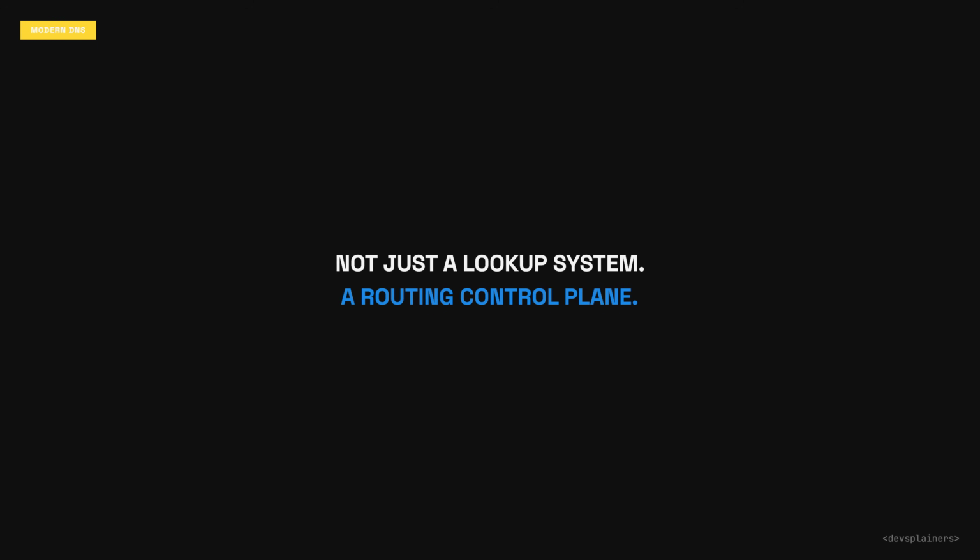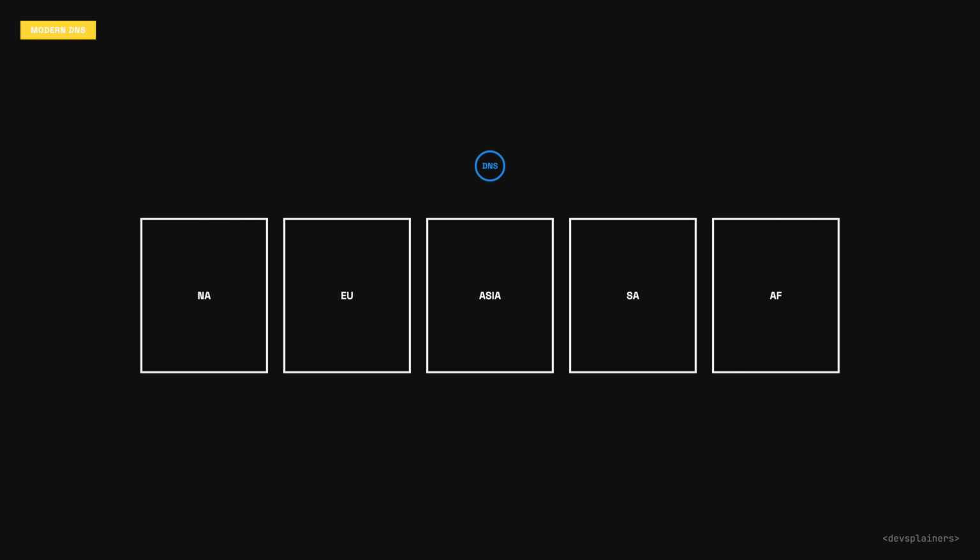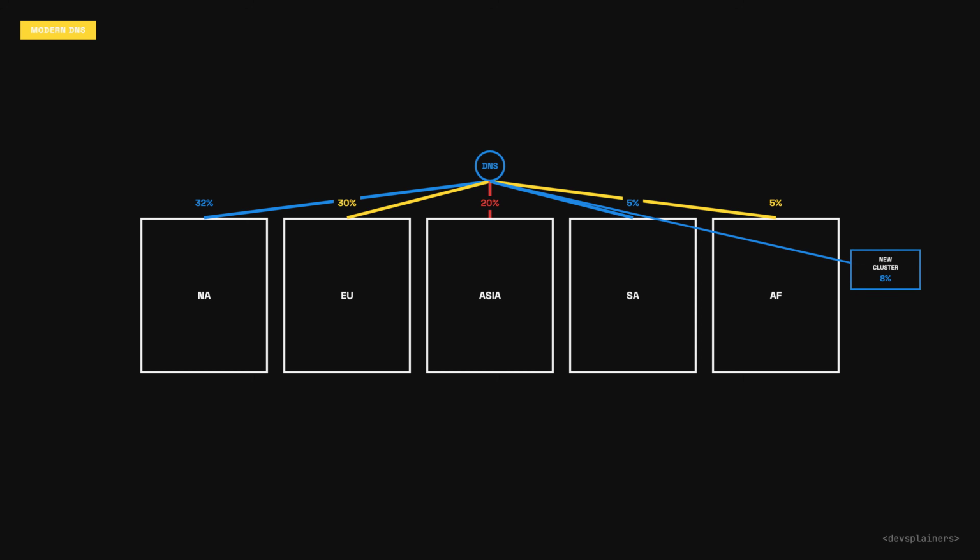DNS today is not just a lookup system, it's a routing control plane. Cloud providers use DNS for traffic shaping. You can route users based on geography, latency, or health checks. Shift 10% of traffic to a new cluster. Fail over instantly when a region goes down.